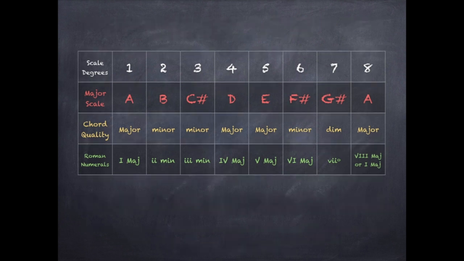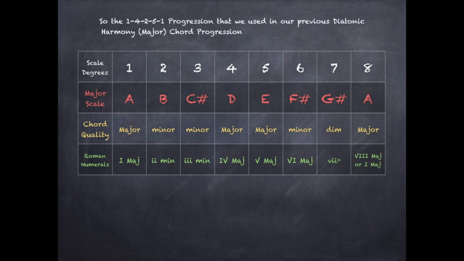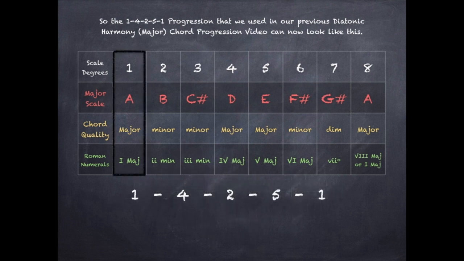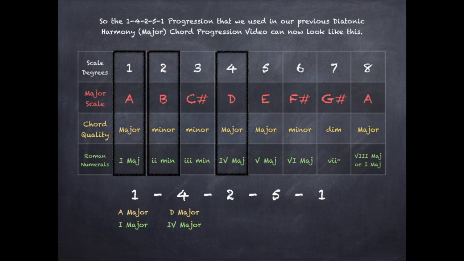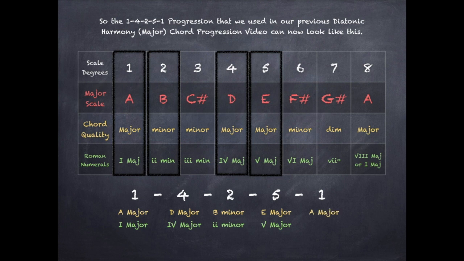So, the 1-4-2-5-1 progression that we used in our previous Diatonic Harmony major chord progression video can now look like this. 1, A major or capital I major. 4, D major or capital IV major. 2, B minor or lowercase ii minor. 5, E major or capital V major, and A major or capital I major. This is what it sounds like.